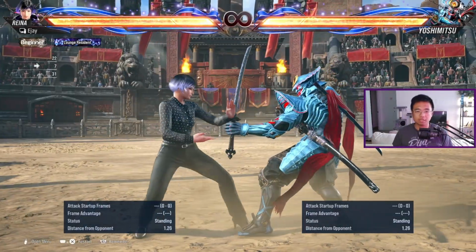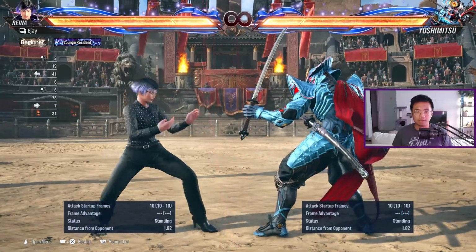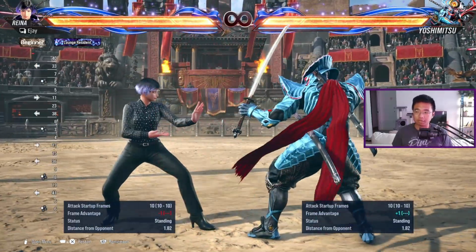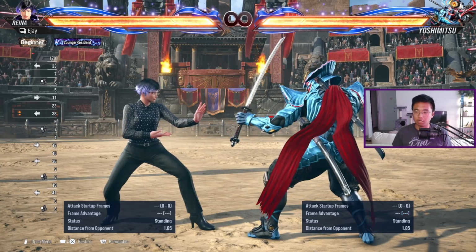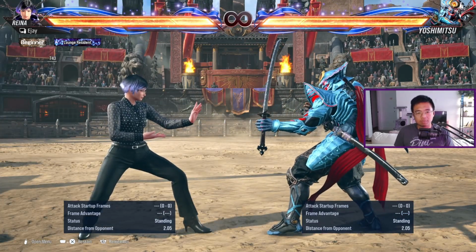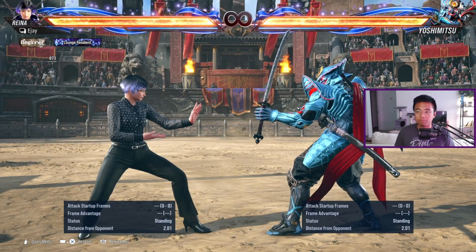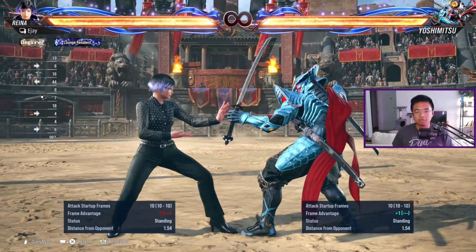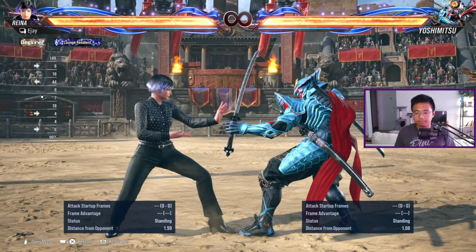And so to showcase this, I want to have Yoshi jab at me after he first blocks, and as you can see, I can block it because I have enough time to block. And basically that's what it means for a move to be safe when your opponent blocks it. It means that you are able to recover fast enough so that you are able to block.